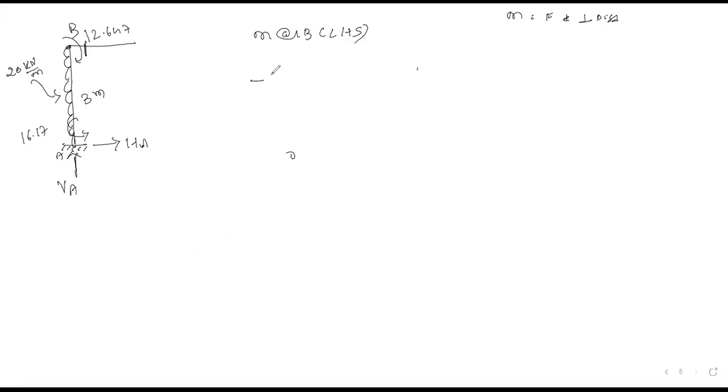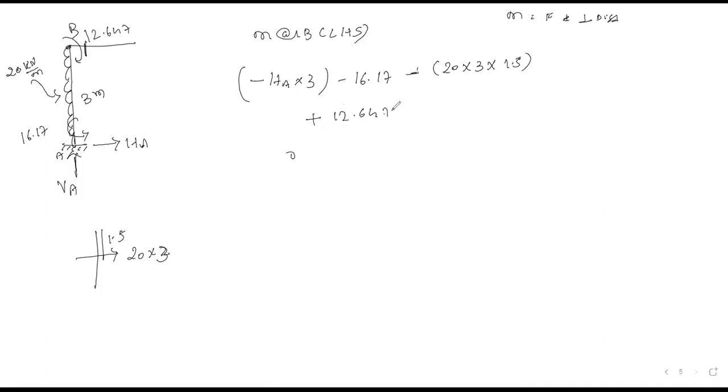That's the reason minus HA into 3 minus 16.17, moment at A. 20 into 2, first make the point load. Something like this will come, 20 into 2 point load. Sorry, 3. Where will it act? It will act at the center of A and B. The distance will be 1.5. So we can write again this UDL will create also anti-clockwise moment. So minus 20 into 3 into 1.5 plus 12.647, moment at B. That should be equal to 0.